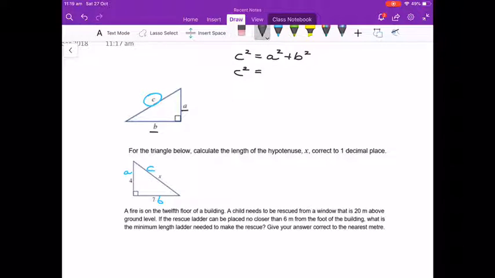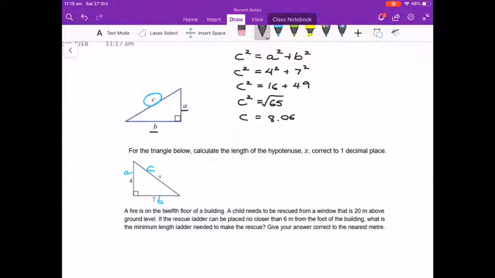The next step is substituting. So A is going to be 4 and B is going to be 7. The next step is identifying the squares of those numbers. We then add them together, which is 65. Now, because I have C squared there, I only want one C. So I square root that number, and the answer is 8.06. To one decimal place is 8.1.